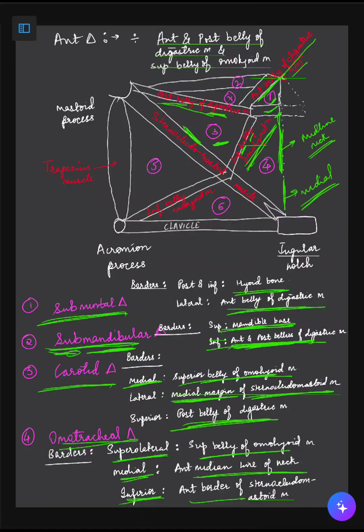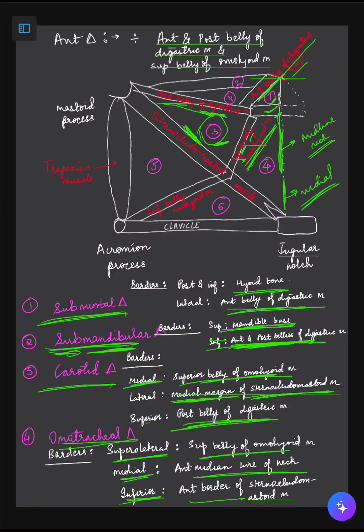What are the borders of the carotid triangle? Medial, lateral, superior. What is medially? Superior belly of omohyoid muscle. See, it is coming this side, right? According to this triangle, it is coming this side, so it is the medial part: superior belly of omohyoid muscle. Laterally is the medial margin of the sternocleidomastoid muscle. And superiorly is the posterior belly of the digastric muscle.